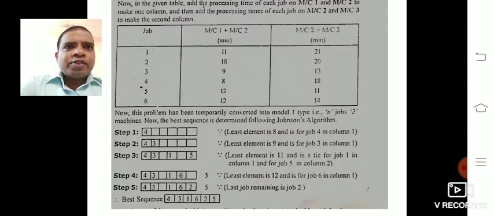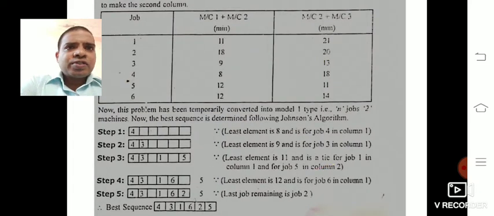Okay, now how many jobs are there? 6 jobs, so make 6 boxes here. Now find the minimum processing duration, either in one column or the second column. The minimum duration is 8, and it occurs in the first column, for the fourth job, so you can place it as early as possible. So in step 1 we have placed the fourth job at the extreme left side.